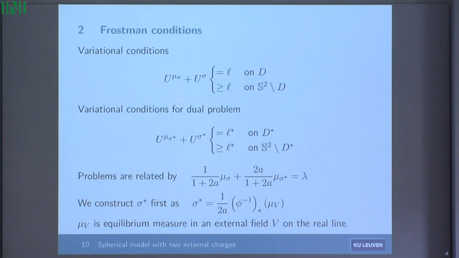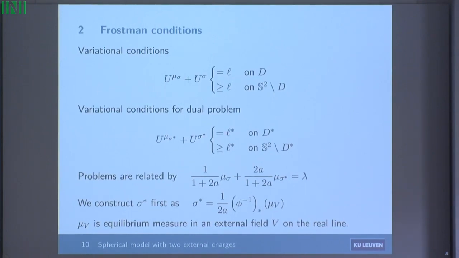And this other problem, this dual problem, will have the same variational conditions, but everything has a star. For this complement, this dual problem, the sum of the potential for the mother body and this other equilibrium measure is again a constant, some other constant, on the complement of the droplet, and it should be greater than or equal, in fact it will be strictly greater on the complement.